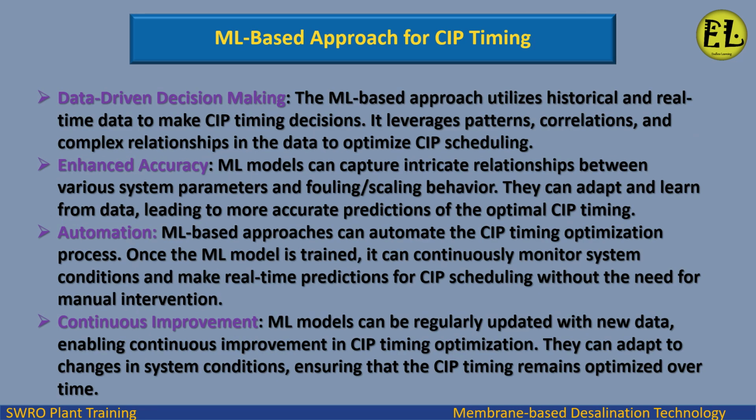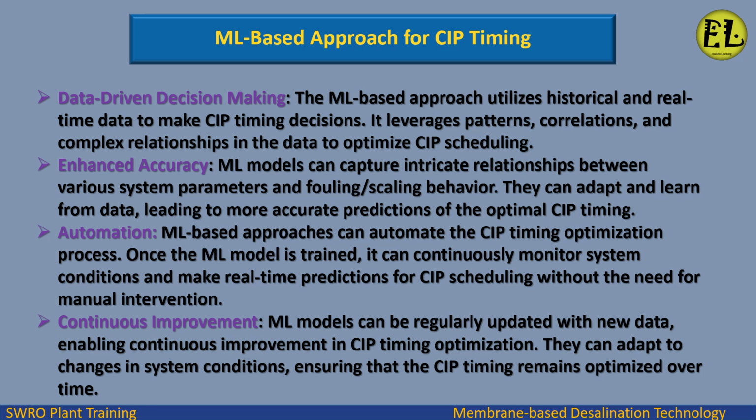In the ML-based approach for CIP timing, data-driven decision-making: the ML-based approach utilizes historical and real-time data to make CIP timing decisions. It leverages patterns, correlations, and complex relationships in the data to optimize CIP scheduling. Enhanced accuracy: ML models can capture intricate relationships between various system parameters and fouling/scaling behavior. They can adapt and learn from data, leading to more accurate predictions of the optimal CIP timing.